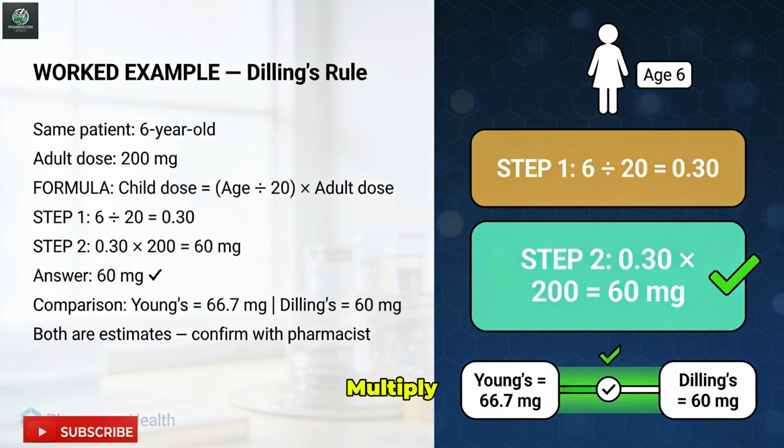Step 4. Multiply. 0.3 multiplied by 200 equals 60 milligrams. So Dilling's rule gives 60 milligrams, close to the 67 milligrams from Young's rule. Both formulas agree closely for this age. As the child gets older, the two formulas may diverge slightly. Always document which formula you used and confirm with a pharmacist for any drug with a narrow safety margin.